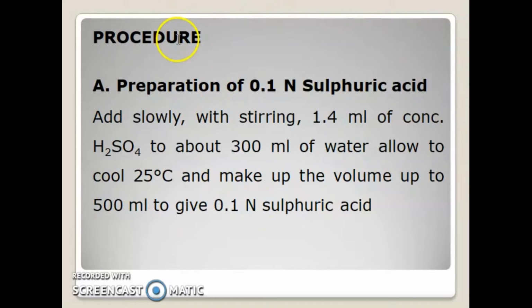Now we will see the procedure for today's practical. First step is the preparation of 0.1 normal sulfuric acid. Add slowly with stirring 1.4 ml of concentrated sulfuric acid to about 300 ml of water and allow this solution to cool at 25 degrees Celsius. And then make up the volume up to 500 ml with distilled water to give 0.1 normal sulfuric acid.